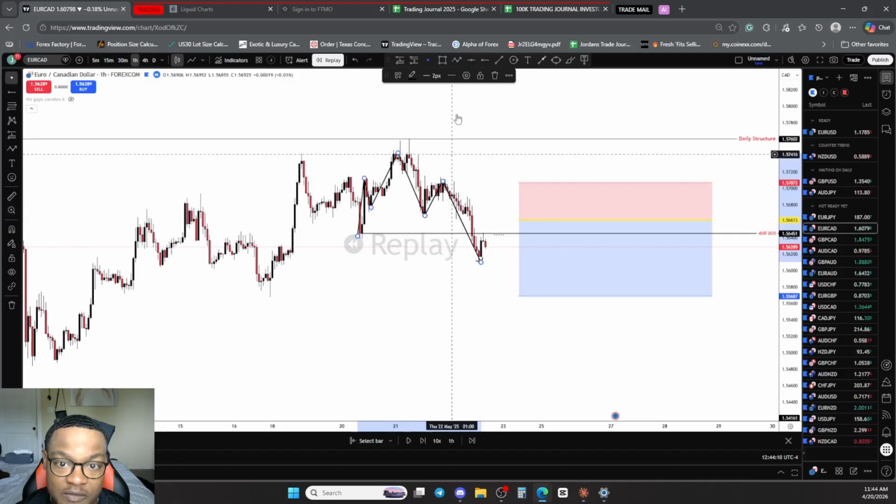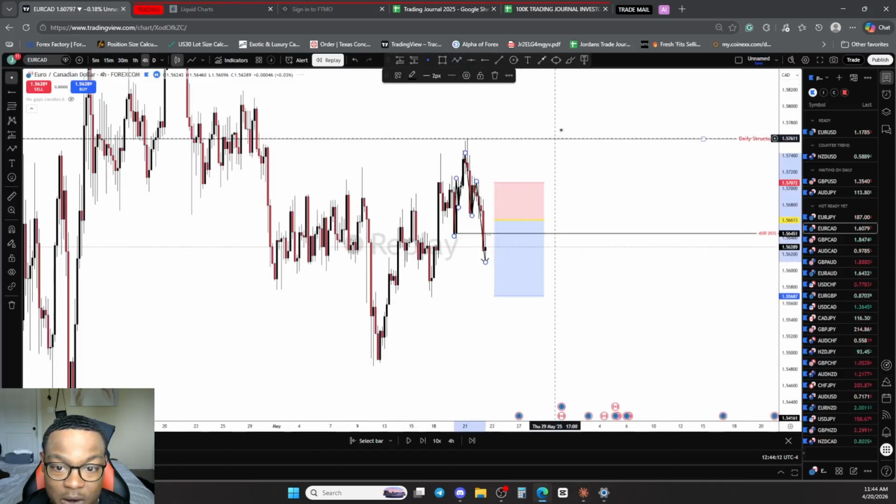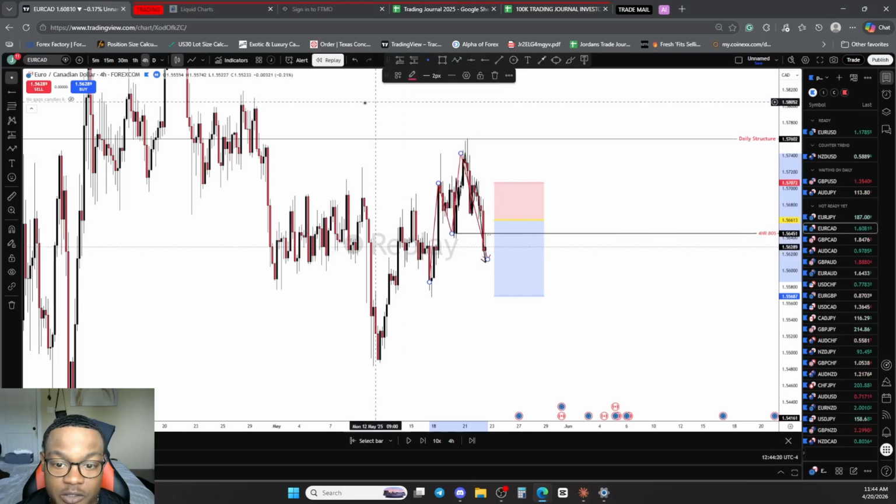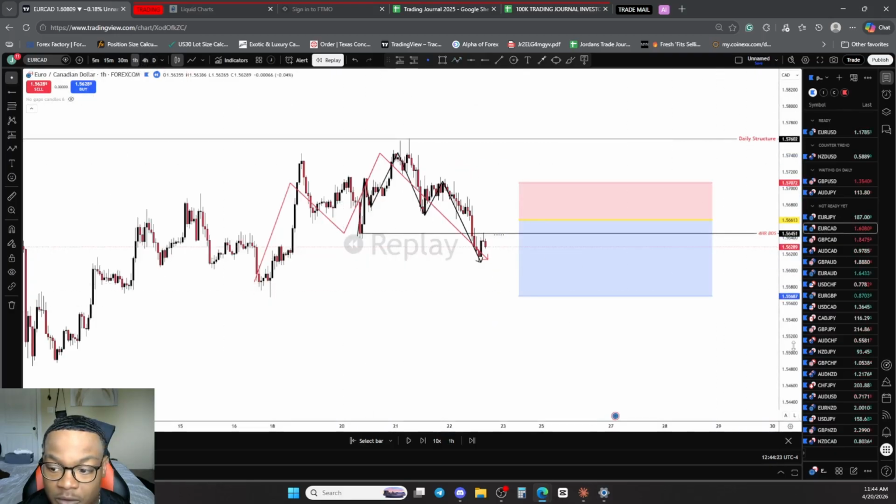And we're going to leave this black and we're going to go back towards the 4-hour, and we're going to map off structure as well, but we're going to change it to, let's put it as red. Put it as red since we're bearish. So now if I go back towards the 1-hour, what can we see?